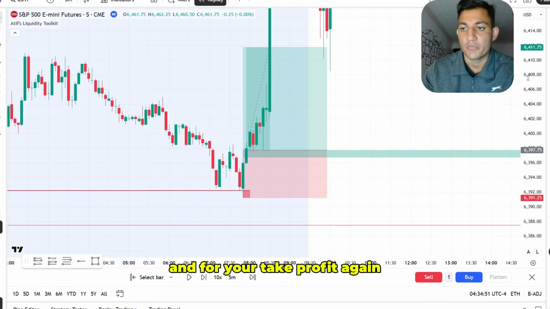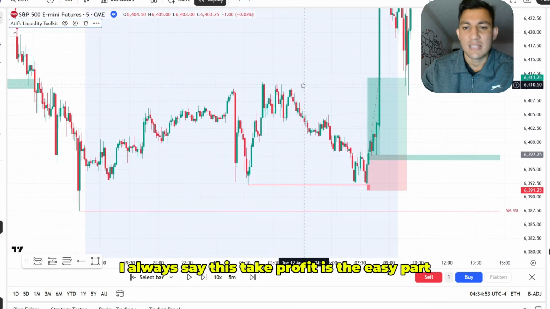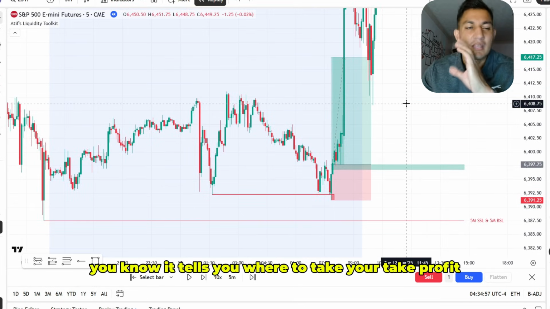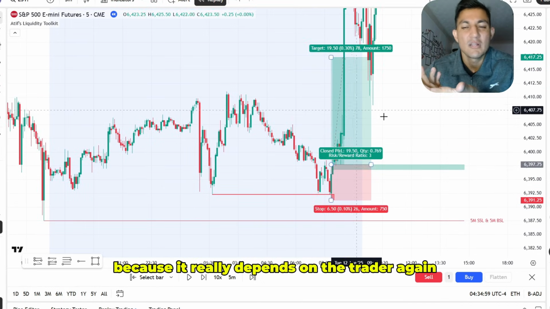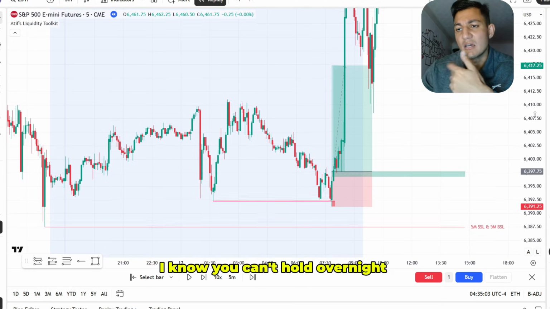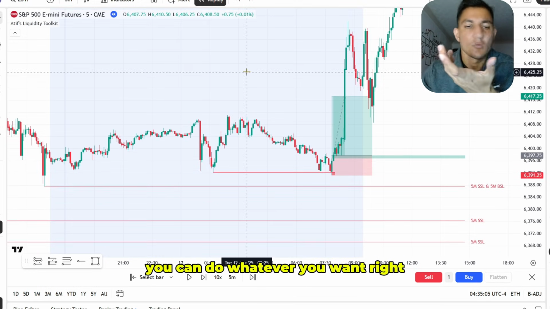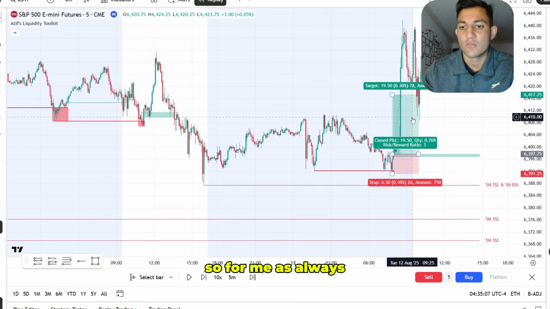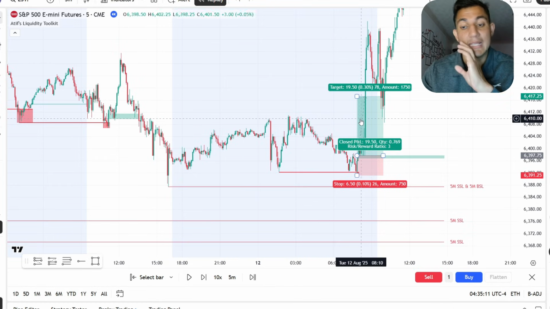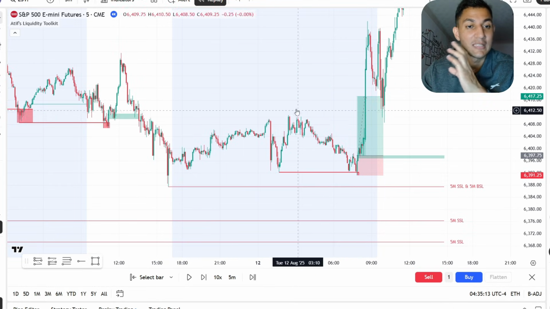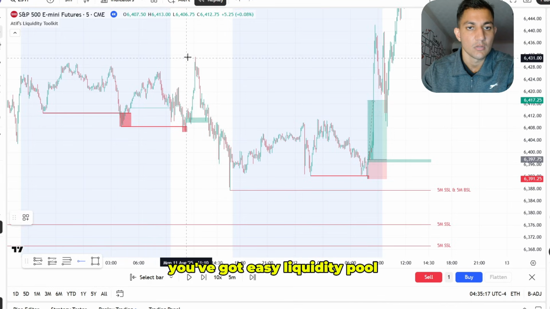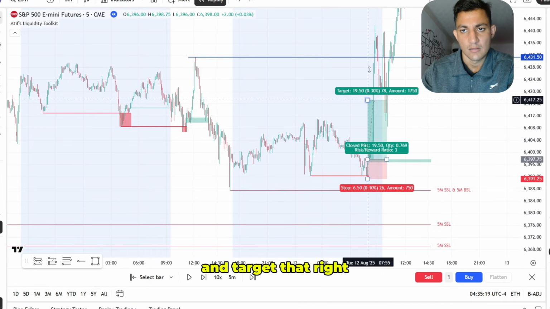And for your take profit, again, I always say this, take profit's the easy part. I didn't code it so that it tells you where to take your take profit, because it really depends on the trader. Again, if you're trading futures, I know you can't hold overnight. If you're trading CFDs, you can do whatever you want, right? So for me, as always, minimum three risk to reward ratio. I like to just take a three risk to reward ratio and get out, get in, get out, get my money and run. Again, if you want liquidity, you've got easy liquidity pool right here and target that.